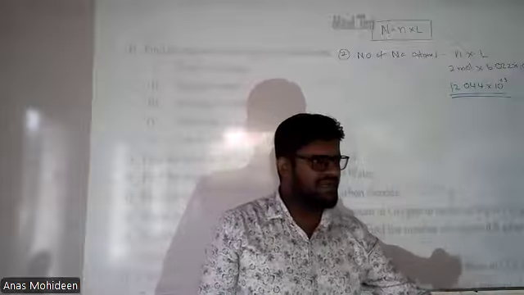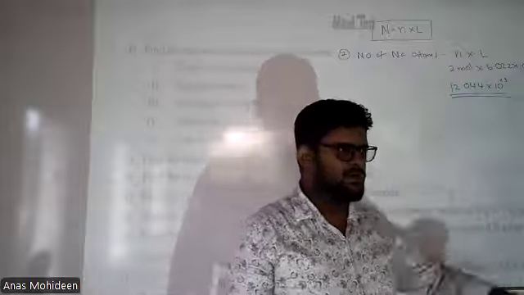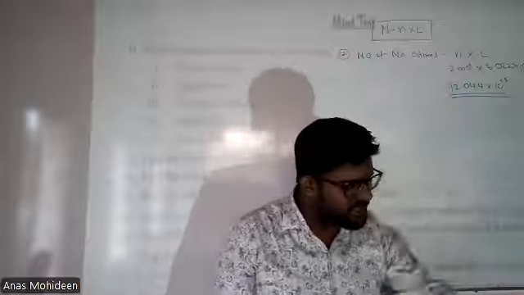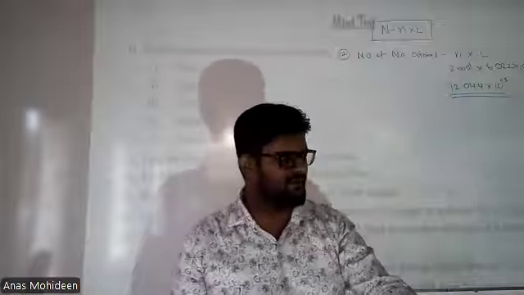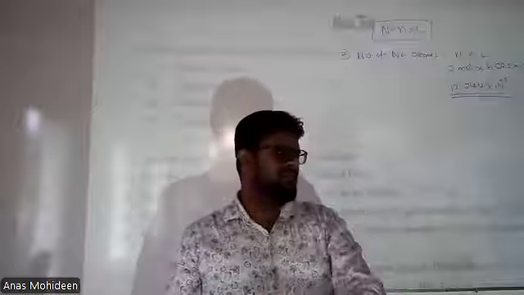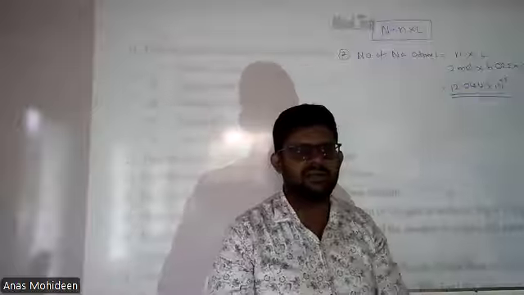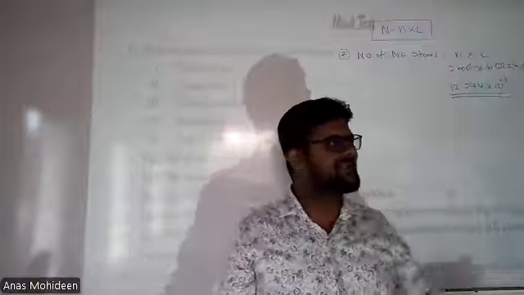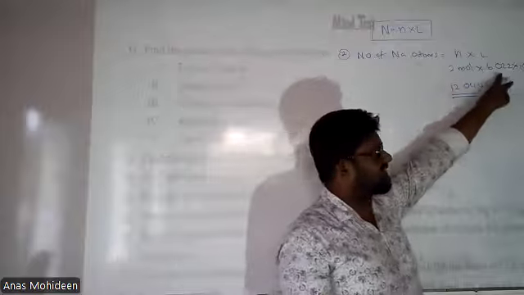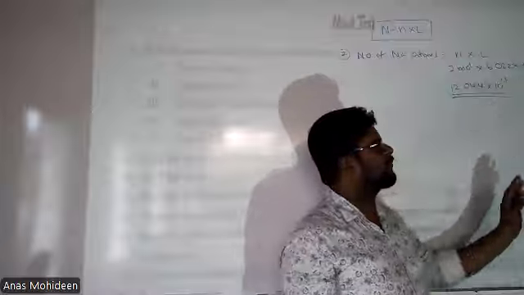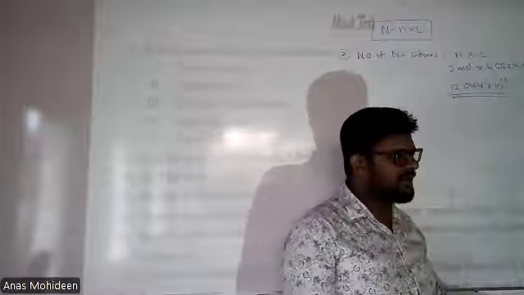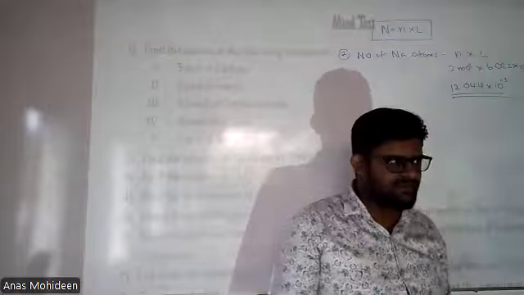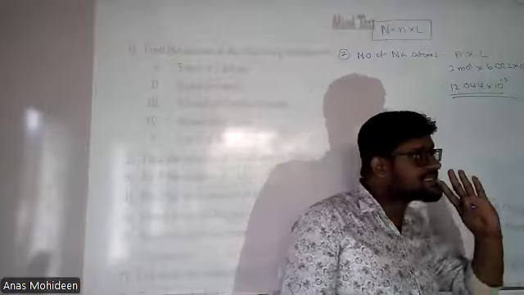Like 1 bag contains 10 pens, 2 bags contain 2 into 10, 10 bags contain 10 into 10, 100 bags contain 100 into 10. Got it? So we have to just multiply. 1 bag 10 pens, 5 bags, 5 into 10, 50. 10 bags, 10 into 10, 100. That is the idea we are taking. 1 mole contains 6.02 into 10 to the power 23. Then 2 moles must contain 2 into that amount. 10 moles must contain 10 into that amount. I am repeating the same thing for you to understand it correctly. Is that clear? So this is the number of atoms.